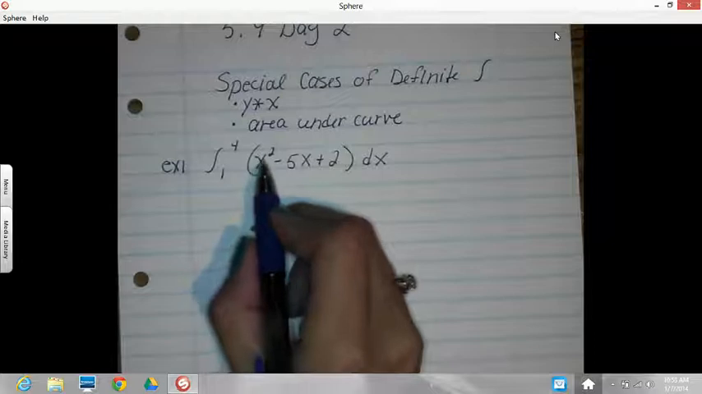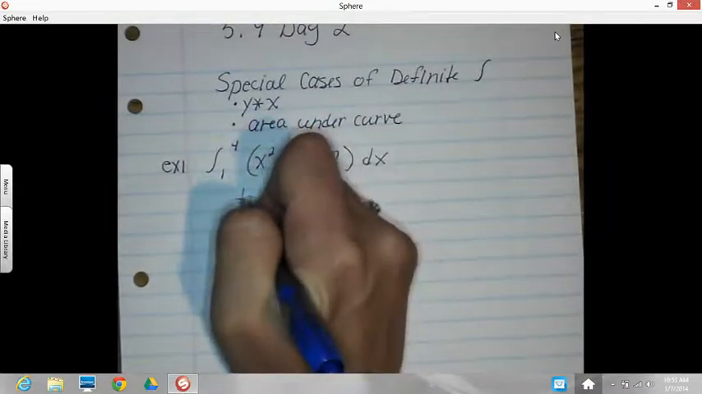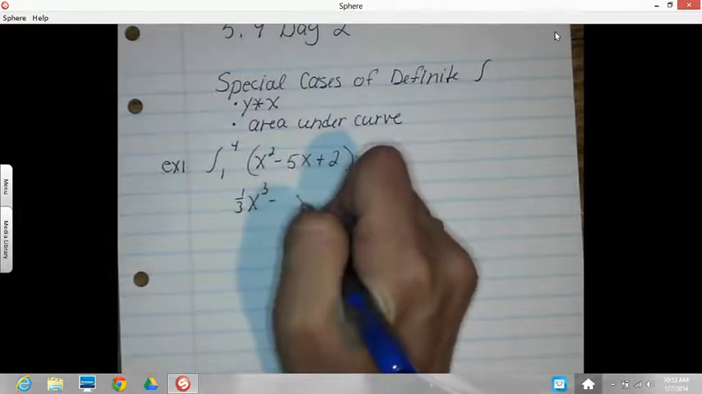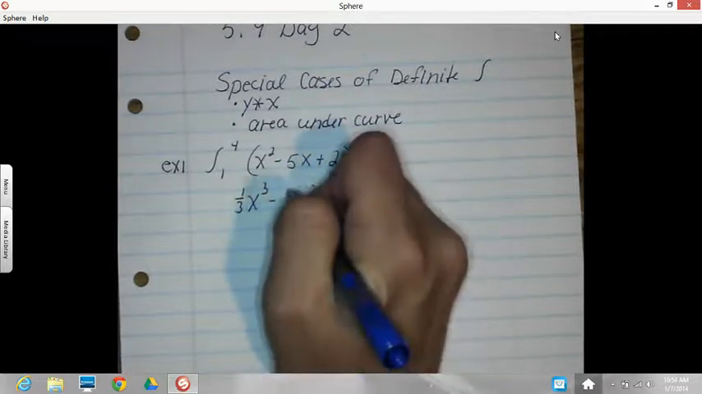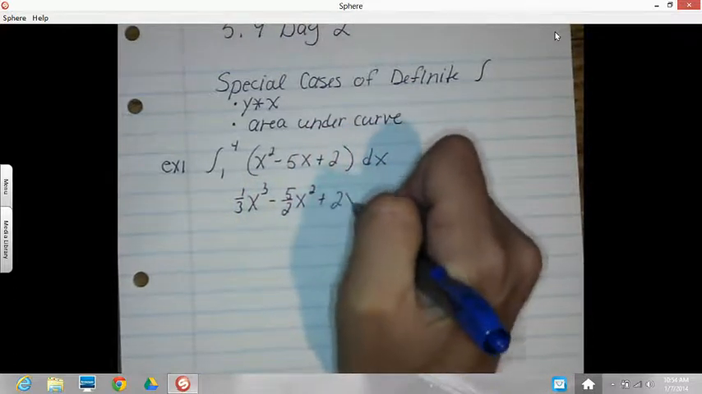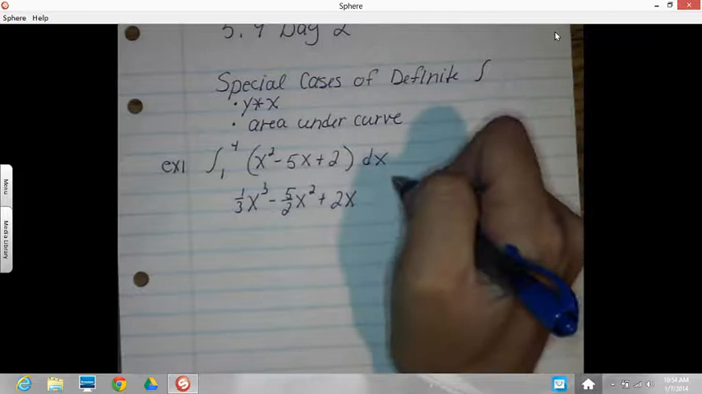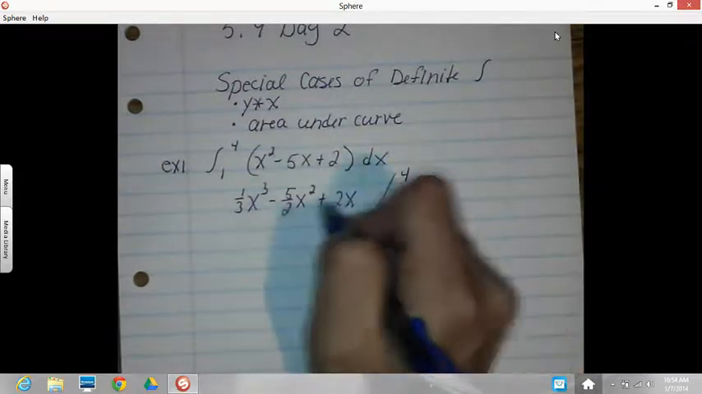So, taking the antiderivative of x squared, we add 1 to the exponent, multiply by its reciprocal. Add 1 to the exponent, multiply by its reciprocal times the 5, that'll give me 5 halves, plus 2x. And remember, I don't need the plus c if I'm going to put in my boundaries because the c's just cancel out. So we're going to evaluate from 1 to 4. So it's always top boundary goes in first, minus bottom boundary.